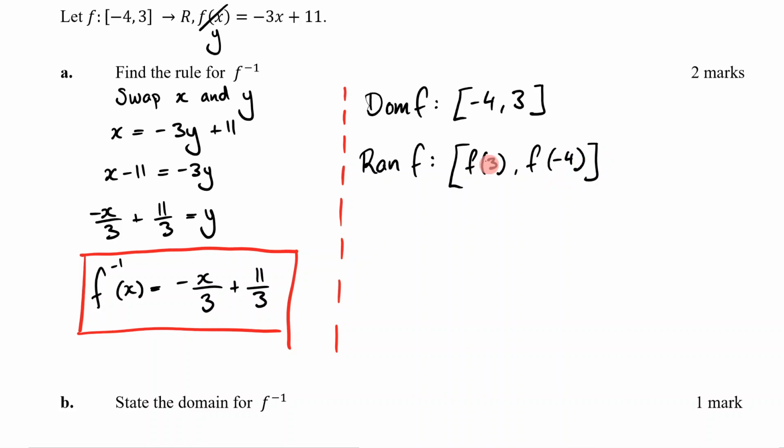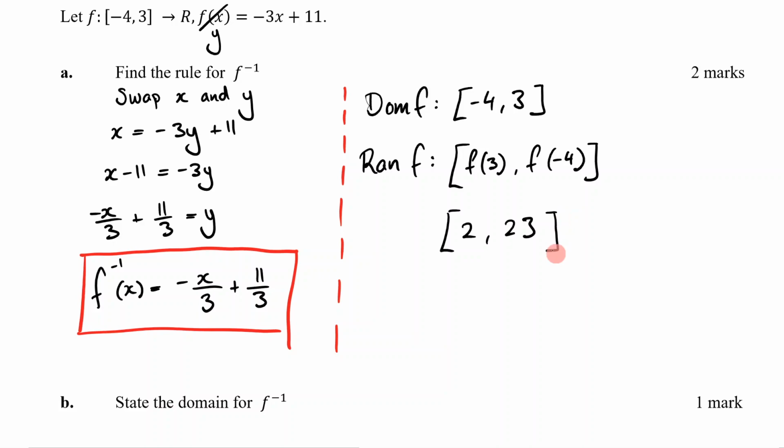So f of 3 is I put 3 into this. Negative 3 times 3 is negative 9. Negative 9 plus 11 is going to be 2. And then if I put negative 4 into this, negative 4 times negative 3 is positive 12. 12 plus 11 is going to be 23. So that's how you could get it really easily.